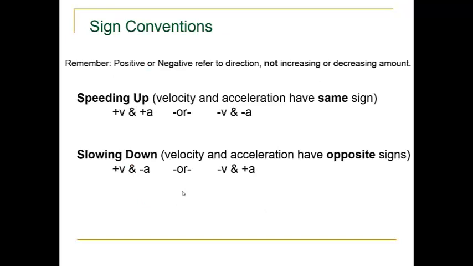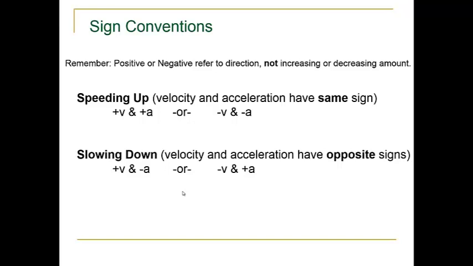When you're looking at your sign conventions, your positives versus negatives are going to refer to directions. What I mentioned earlier about going west: west is negative. So if you're driving on I-10 heading east into town, it's positive. If you're driving on I-10 west, going out towards Katy, that's going to be negative. If you're driving on 45 north towards the Woodlands, that's a positive direction. If you're moving on 45 south, going towards Galveston, that's going to be negative. So positive and negative refers to direction, not increasing or decreasing amounts.